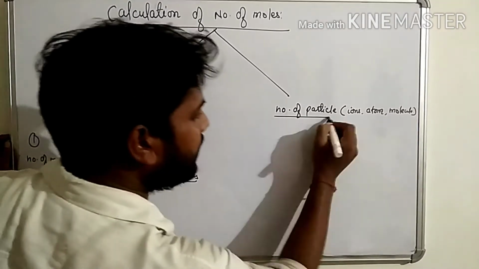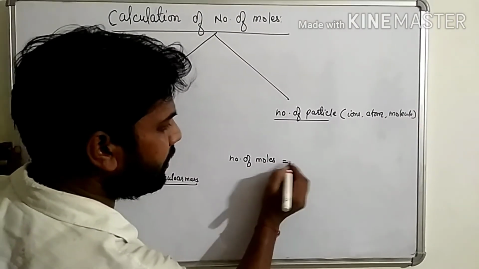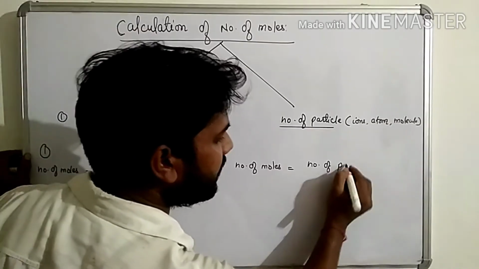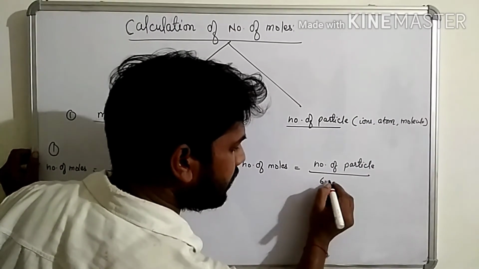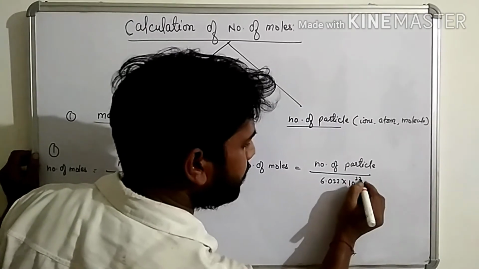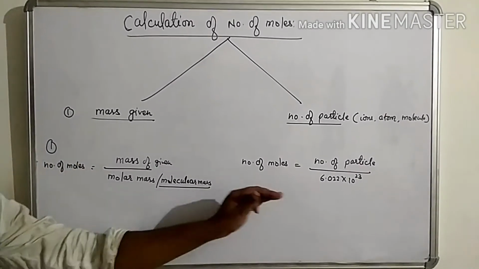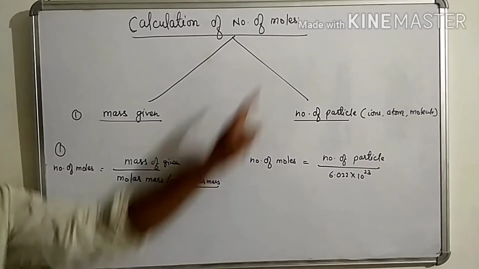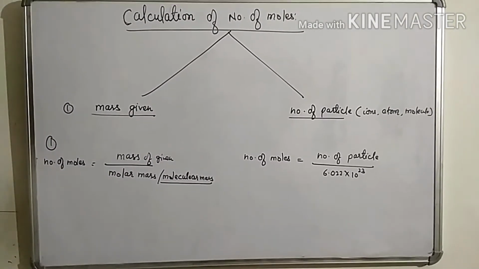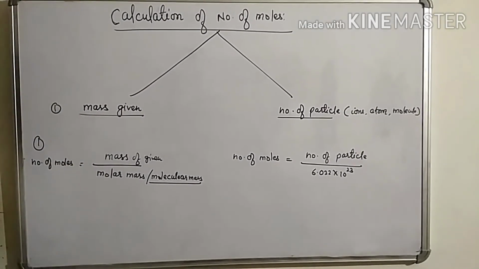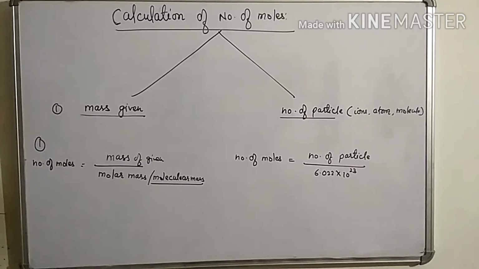If the number of particles is given, then the number of moles will be the number of particles divided by the Avogadro number, 6.022 × 10^23. Clear, children? With the help of these two methods, we can easily calculate the number of moles. Now we will see one by one how we can calculate the number of moles.